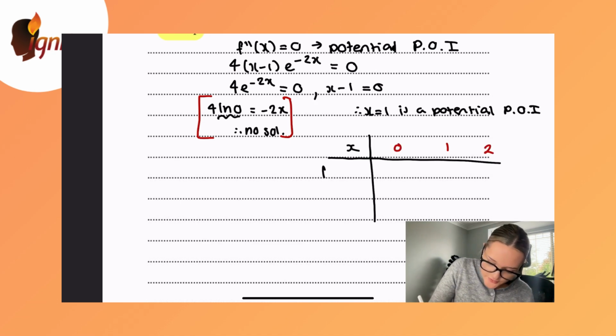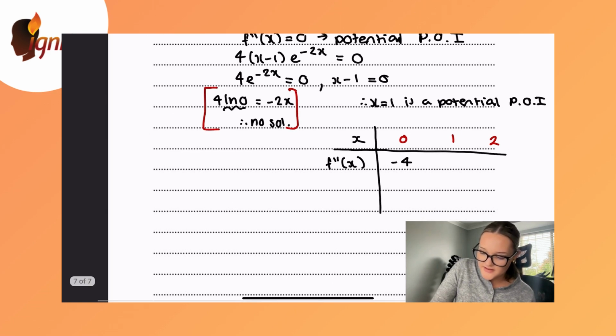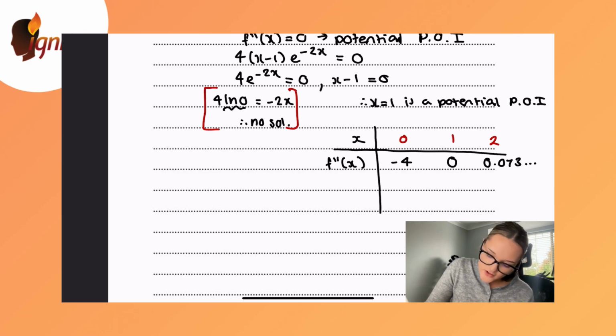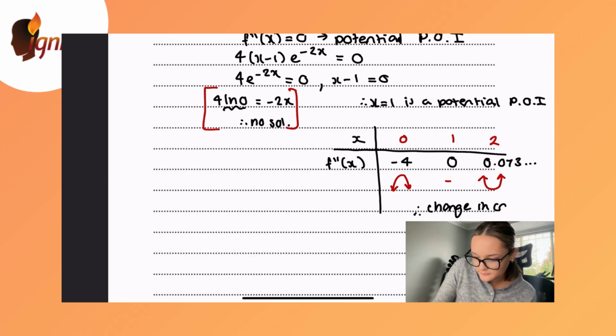So I'm testing my double derivative here because I'm testing my concavity. F double derivative of 0 is going to give me negative 4 when I plug that one into my calculator. We know that when we have x is equal to 1, we get 0. And then when x is equal to 2, we get a positive number here. We get 0.073 and so on. So what's happening here is we have a concave down graph, then we have no concavity, and then we have a concave up graph. So therefore, there has been a change in concavity at x is equal to 1.